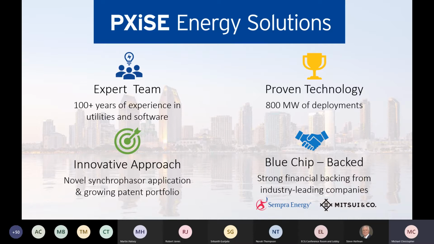So our technology is currently deployed in about 800 megawatts of various projects around the world. We'll talk about a couple of those today, and also the classification of our projects. And we bring an innovative approach. We have a number of patents that have been filed and are pending around our technology. One of the key innovations is our use of synchrophasor technology. If you haven't heard of synchrophasors, sometimes called PMUs, or phasor measurement units, they are a way of measuring high-speed grid states. So think current, voltage, and other quantities like frequency that help measure the state of the grid. So we are using synchrophasors directly in our control and our solutions. And lastly, I just want to mention our backing from Sempra Energy and Mitsui.